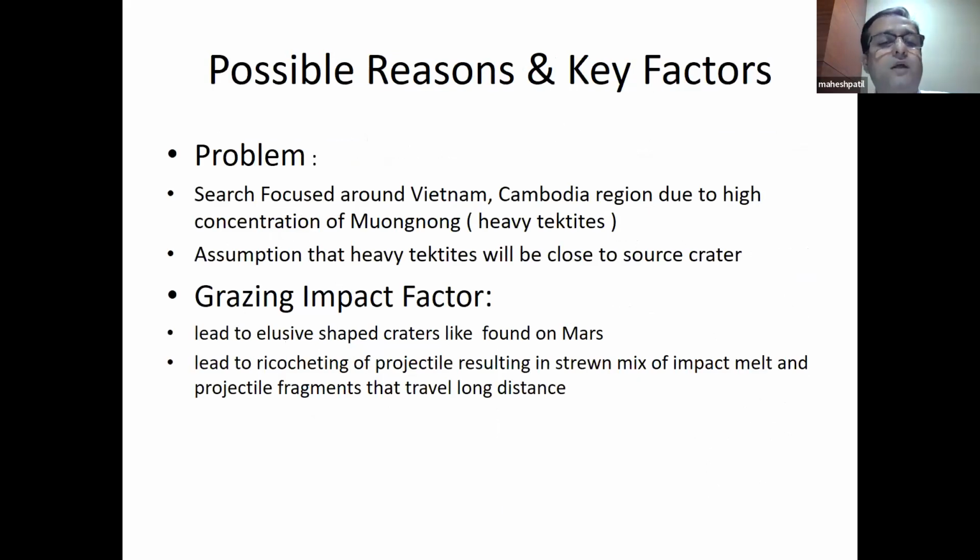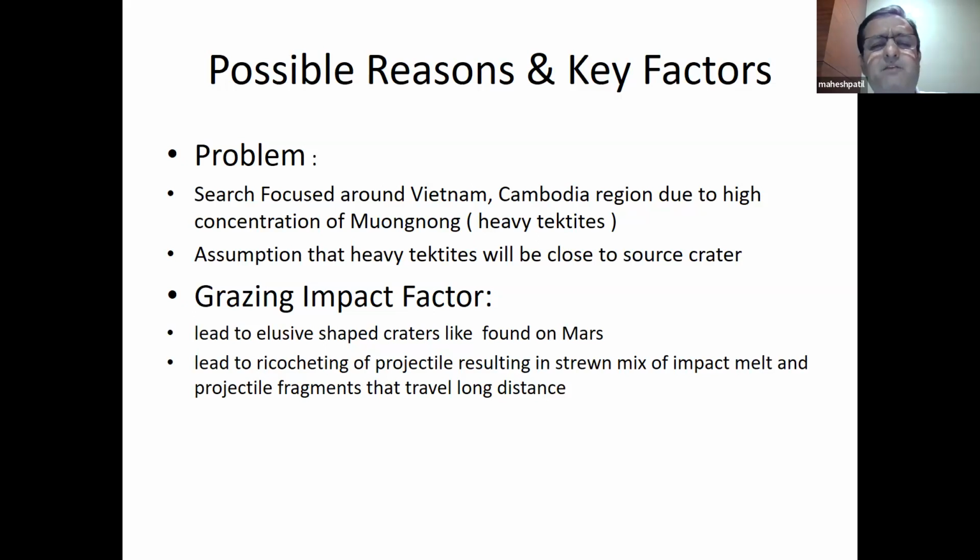Now, if we look at the problem with this, we are trying to find the source crater only where we are finding larger tektites, assuming they are nothing but impact melt. But these tektites may not be impact melt, they may be fragments from a projectile. So the crater can be a little further from where we are trying to search.